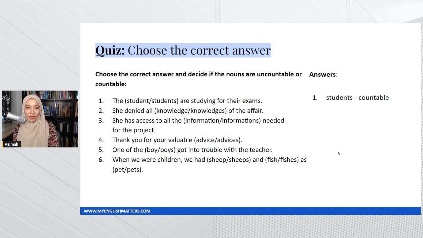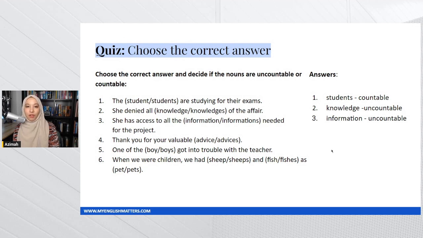Okay, right. So number 1, the students are studying for the exams. So students are countable. I'm talking about many students, so we have to put an S there. She denied all knowledge, that is uncountable, of the affair. She has access to all the information. What do you think? Uncountable information or informations.